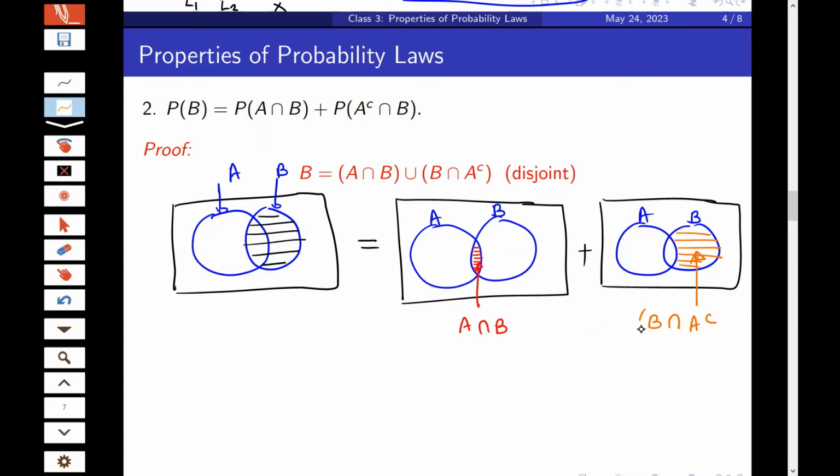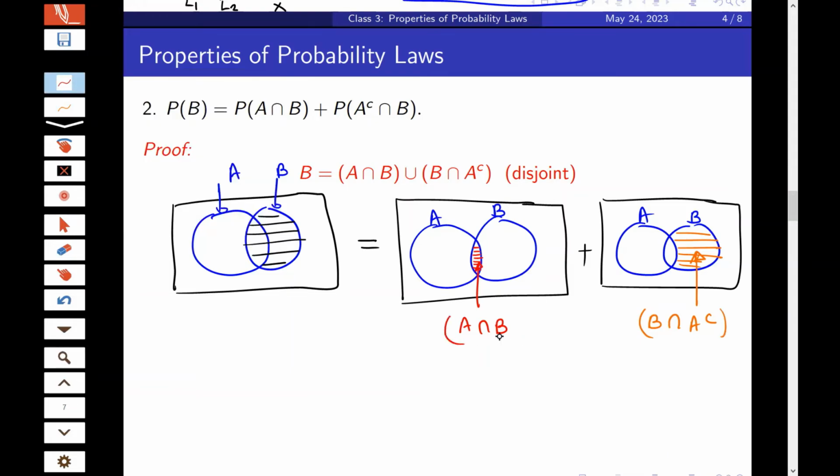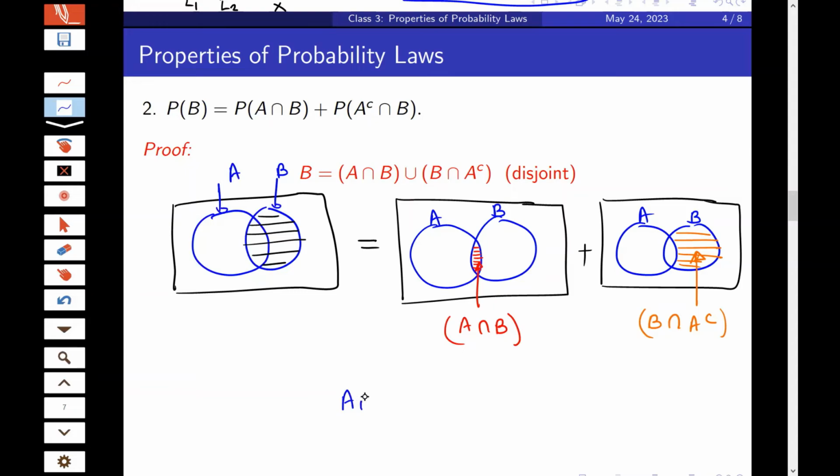Okay, so if you consider this whole event and the first event, this one, there's no intersection. If you get the intersection of these two, it will be null. So that means those are disjoint sets. So if you take the intersection of B and A complement, it's going to be a null set. But if you take the union, you will get the entire B.